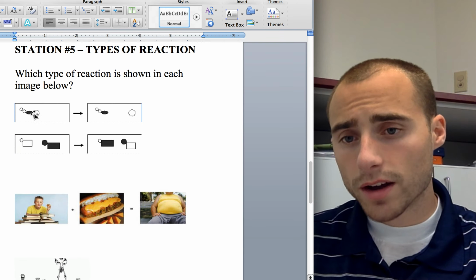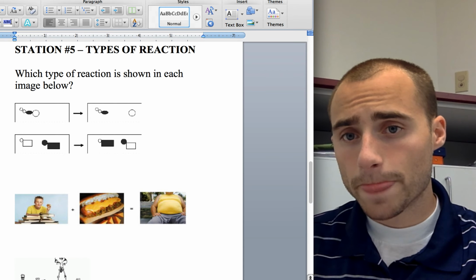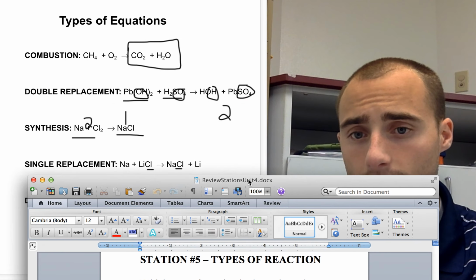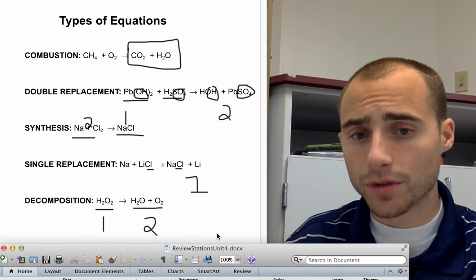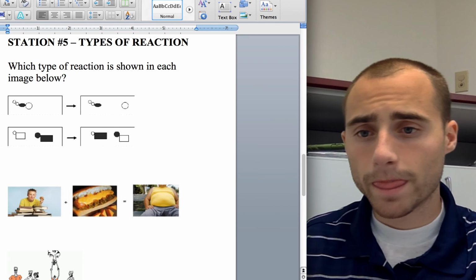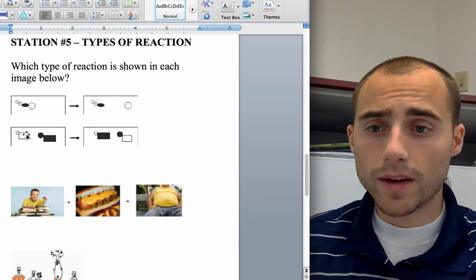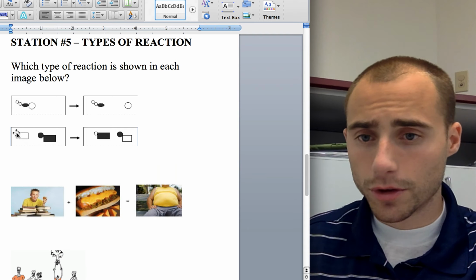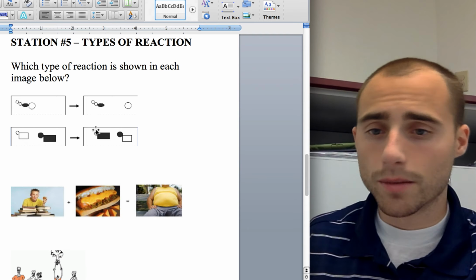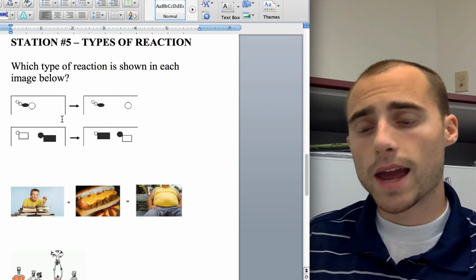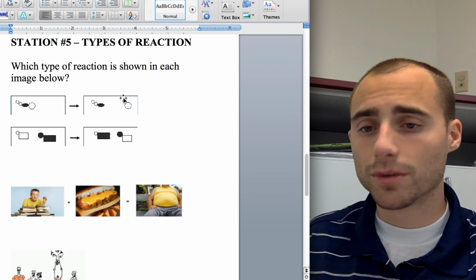So this would be like one compound splitting into two. Therefore, what would it be? One splitting into two. Decomposition right there. One splitting into two. This one, we have these elements, and their little circular parts are switching. And so that's a double replacement because two things are switching.